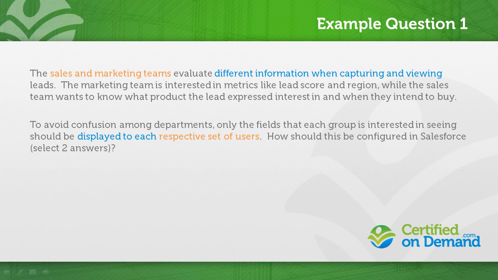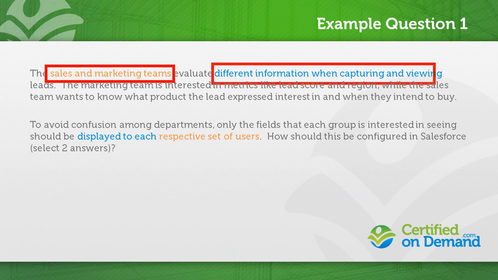The sales and marketing teams evaluate different information when capturing and viewing. When we say the sales and marketing teams, what this is generally going to refer to is either some type of role, profile, or group designation that separates the two. And then we have evaluate different information when capturing and viewing leads. Now, what this is really talking about is different information probably means a different type of layout, perhaps, or some other way of presenting the information.